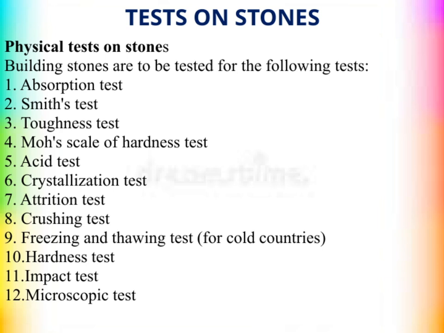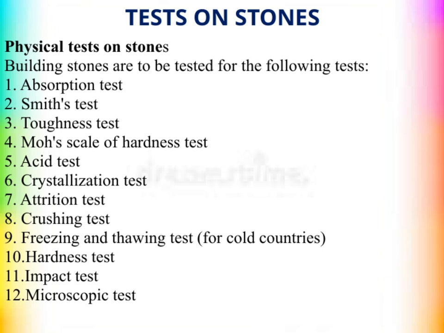In colder climates, the freezing and thawing test is essential because repeated freezing and thawing can cause damage, so stones must withstand these conditions. The hardness test, similar to Mohs scale, further confirms the resistance to scratching and surface wear. The impact test simulates sudden forces or shocks that the stone might encounter, ensuring it can withstand such impacts without breaking. Lastly, the microscopic test allows us to examine the stone's internal structure at a microscopic level, helping identify any flaws or weaknesses not visible to the naked eye.